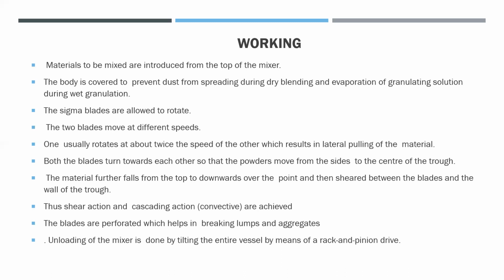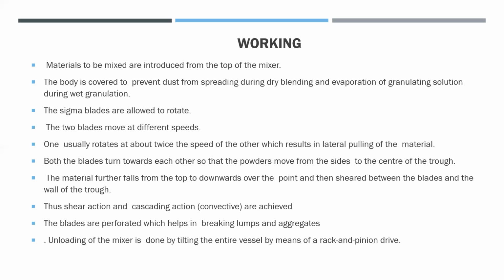Due to this movement, the material will be moved to the center of the drum, and this material will further fall from the top downward over the blades. The material will be sheared between the blades and the wall of the drum. First this material will fall, that is cascade motion, which is the convective type of mixing. The material will further fall from the top downward, that is cascade motion or convective mixing.